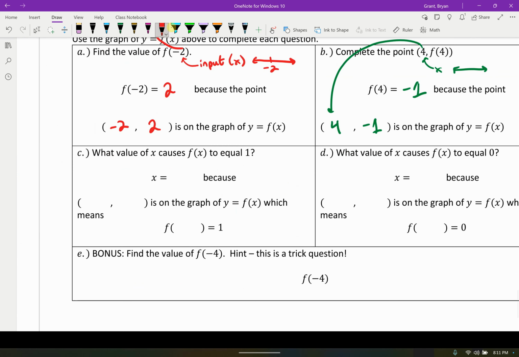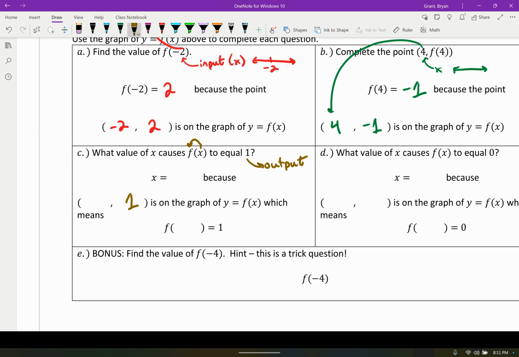What value of x causes f of x to equal 1? So they're saying we're inputting an x into our formula and we're getting an output of 1. So if 1 is the output, then what they've told us here is the y value, and they want the x.